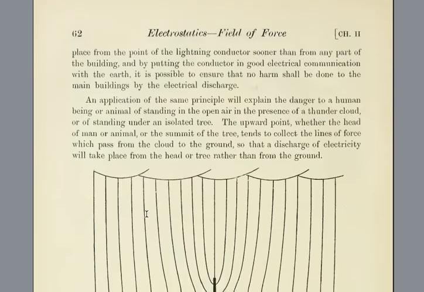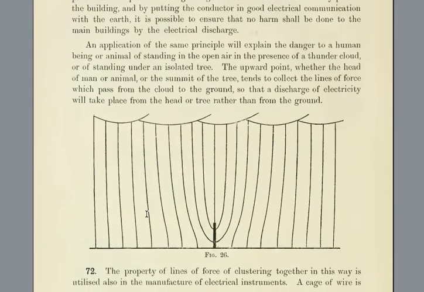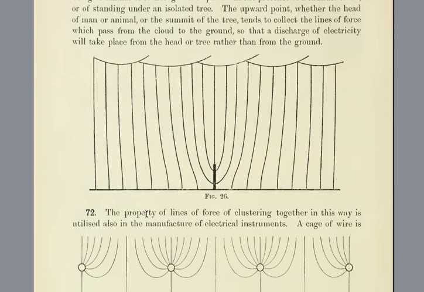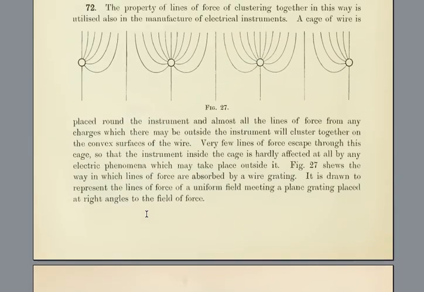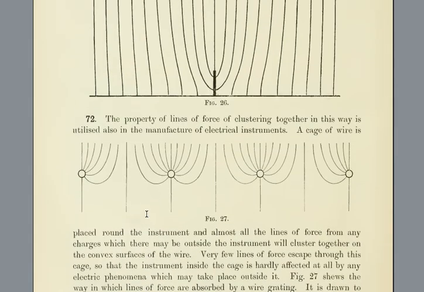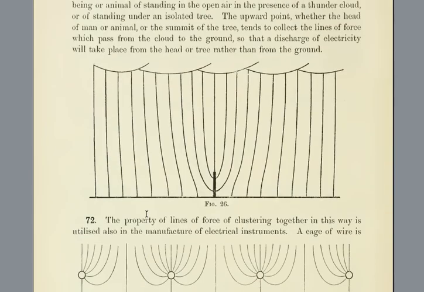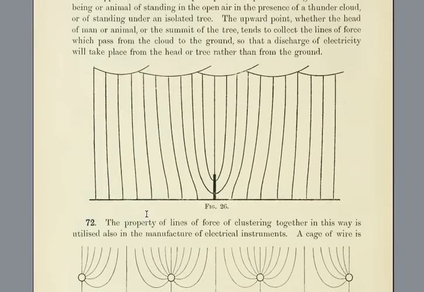An application of the same principle will explain the danger to a human being or animal of standing in the open air in the presence of a thundercloud, or of standing under an isolated tree. The upward point, whether the head of a man or an animal, or the summit of the tree, tends to collect the lines of force which pass from the cloud to the ground, so that a discharge of electricity will take place from the head or tree, rather than from the ground.